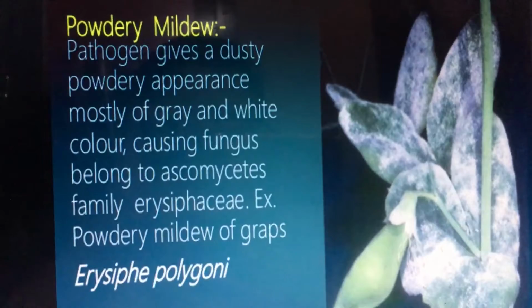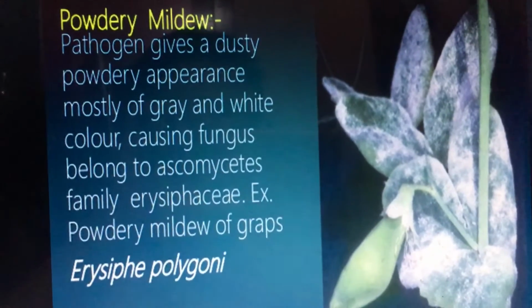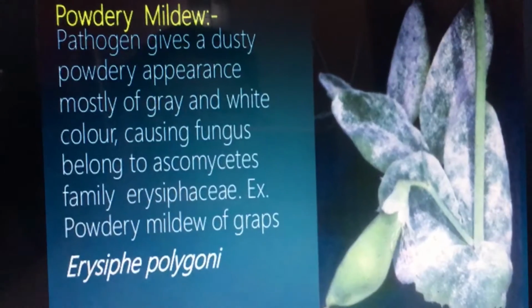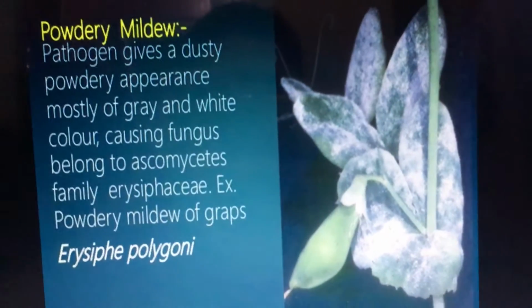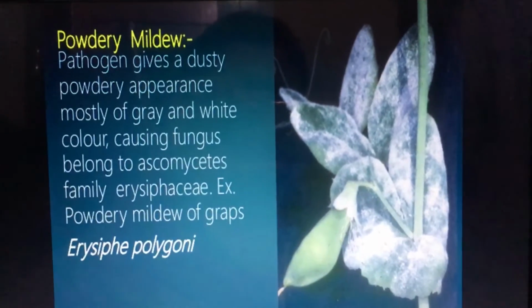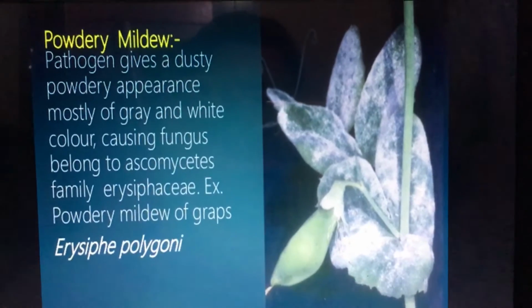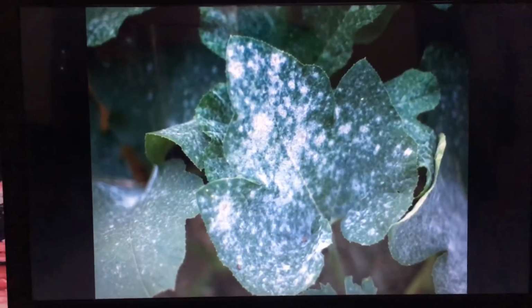And here is powdery mildew, where the pathogen gives a dusty powdery appearance, mostly of gray and white color, caused by fungi belonging to the family Erysiphaceae. And this is the powdery mildew of the grapes, caused by the causal agent Erysiphe polygoni. And these are the symptoms of powdery mildew, with a powdery appearance on the surface of the leaves.